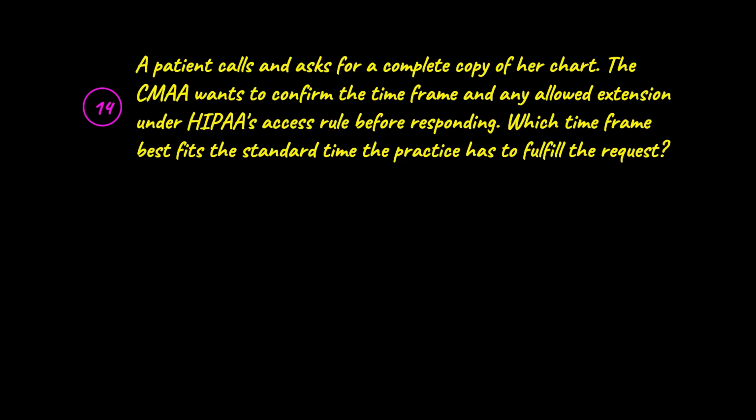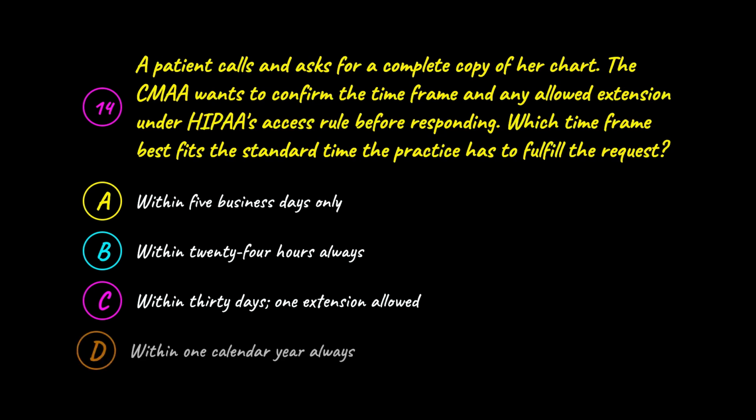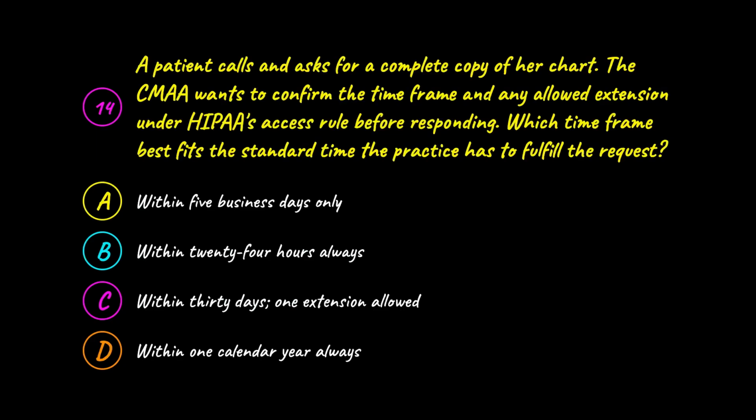Your options are A. Within 5 business days only, B. Within 24 hours always, C. Within 30 days, 1 extension allowed, D. Within 1 calendar year always. Which would you go with? Lock it in before the reveal.